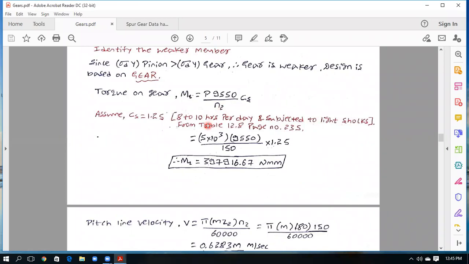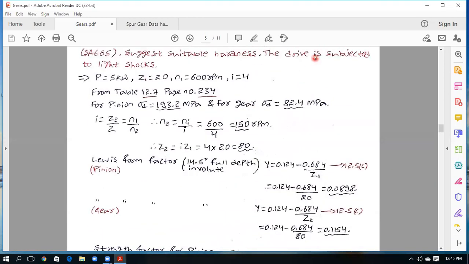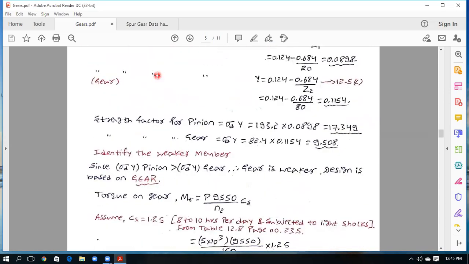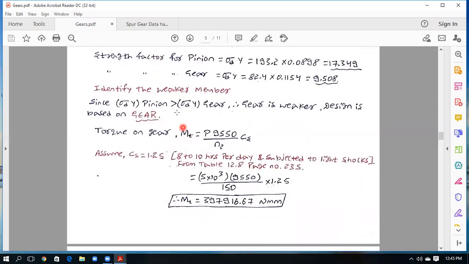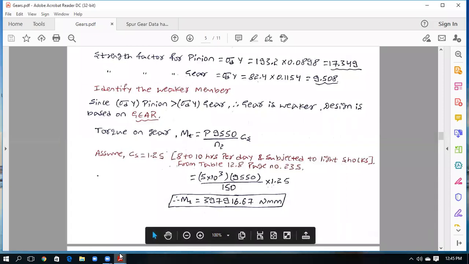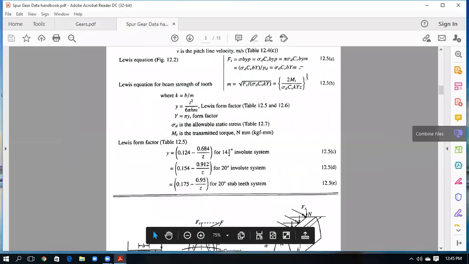Next, in this equation, you need to substitute the value of this Cs. In the given statement, he has given that the drive is subjected to light shock, and he has not mentioned how many hours per day the gear was running. If that is not mentioned, you have to assume it as ideal, that is 8 to 10 hours per day. According to that, you need to note down this Cs value. I will show you. You have to open page number 235.